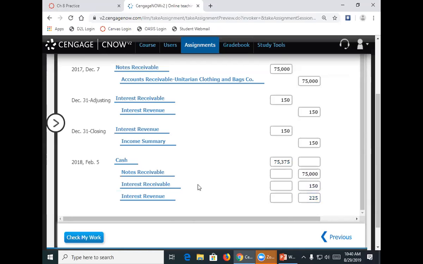So again, my interest receivable was from this adjusting entry last year. We've already recognized 150 of interest that they're now paying us. So we credit that to clear it off. Total interest was 375 minus 150 already recognized. So the remaining interest revenue is 225, which you would also get by taking 75,000 times 3% times 36 over 360. It's the days in this year.